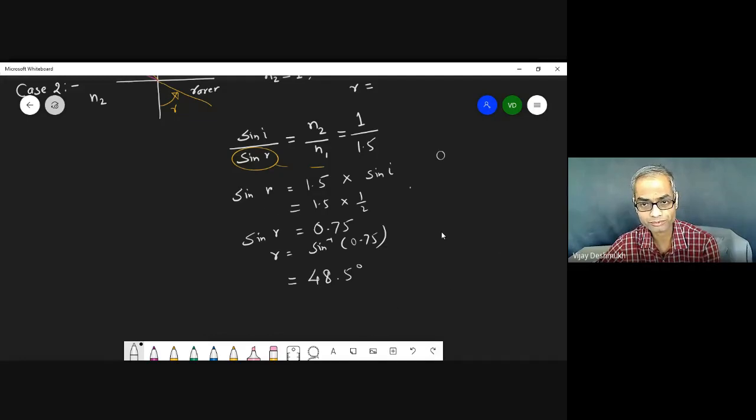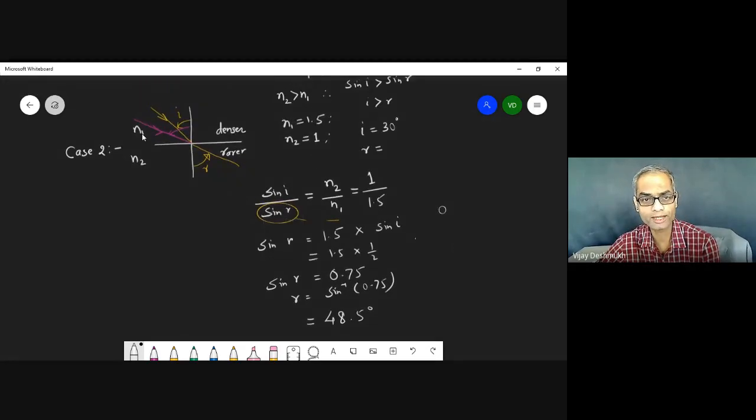Okay. What does it mean that the angle of incidence was 30 degrees? This was more than that, right? So more than 1.5 times. How much is 1.5 times? 45. So it is slightly more than 1.5 times.